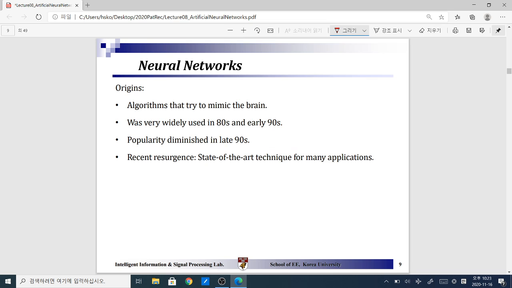Just to go back to the history of the artificial neural net: it is an attempt to mimic the human brain. This was introduced back in the 50s, but widely used in the mid-80s up until the early 90s. However, the popularity of the artificial neural net diminished in the mid-90s.